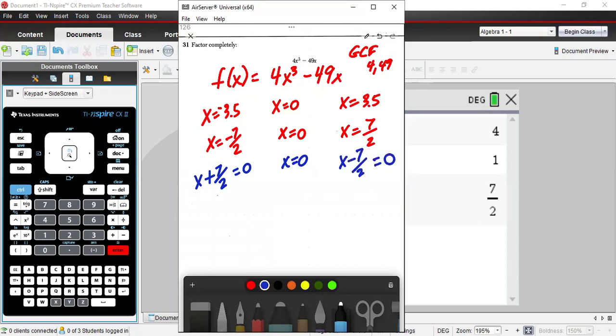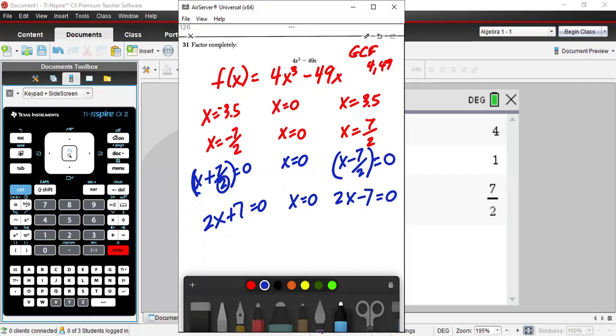So we're almost done. Again, we don't want decimals. We also don't want fractions. So what I'm going to do is multiply these both by 2. That's how I get rid of this. So this is going to be 2x plus 7 equals 0. This one is going to be 2x minus 7 equals 0.